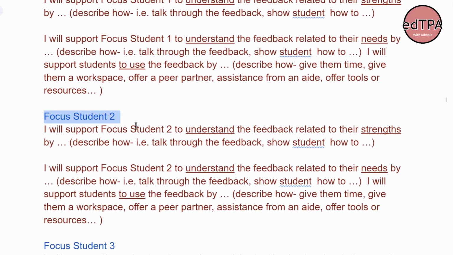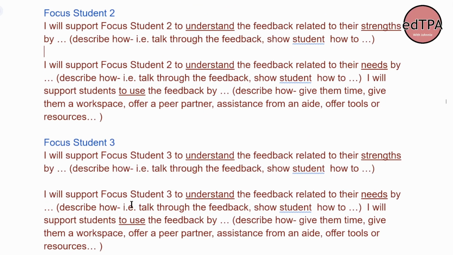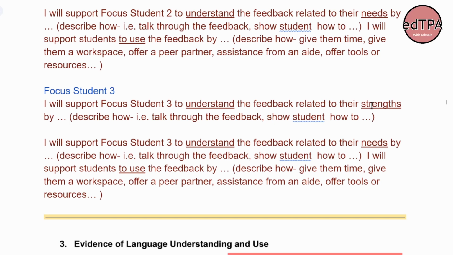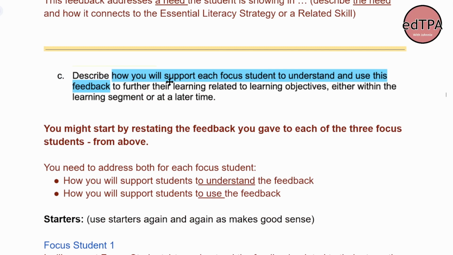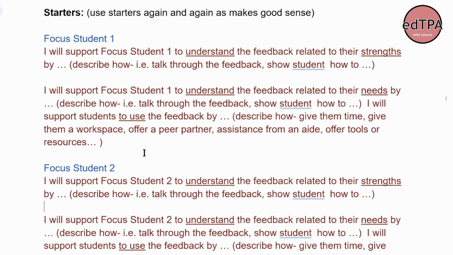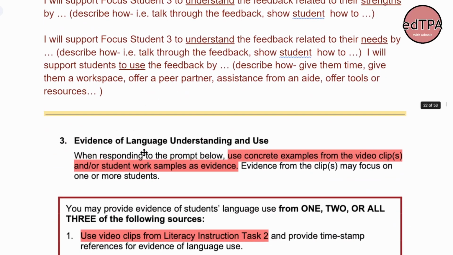You'll see focus student 2, understand their strengths, understand their needs, support students to use. Focus student 3, understand their strengths, understand the feedback related to their needs, and then supporting students to use the feedback. Okay, so let's go back up here. How are you going to support students to understand the feedback you've offered, and how are you going to support students to use this feedback? And it's best if you could address each one of the focus students.